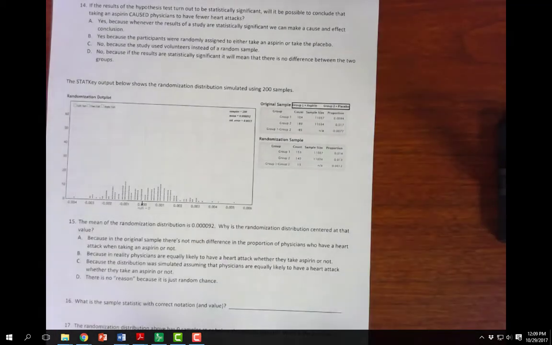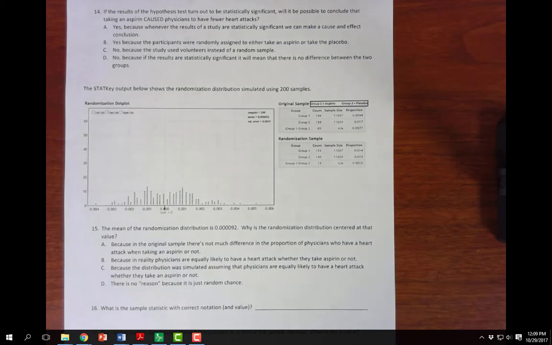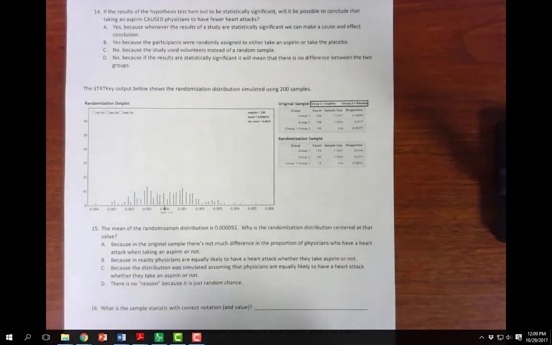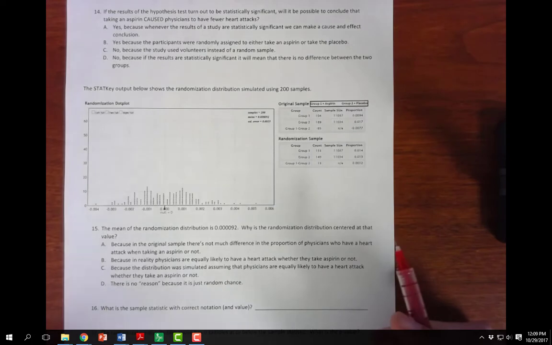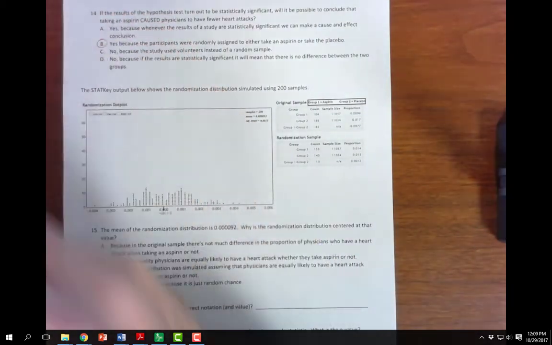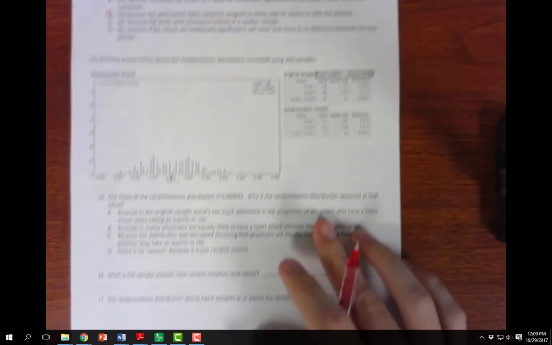So 14 says, if the results of the hypothesis test turned out to be statistically significant, will we be able to conclude that taking an aspirin caused the physicians to have fewer heart attacks? So they're asking if we can claim cause and effect. You want to remember, in order to claim cause and effect, we need to make sure that we have random assignment, that they were either randomly assigned to take the aspirin or randomly assigned to take the placebo, so that way we eliminate any potential confounding variables. So we can say yes, because the participants were randomly assigned to take either the aspirin or the placebo.